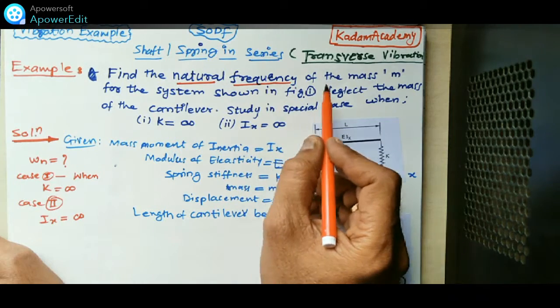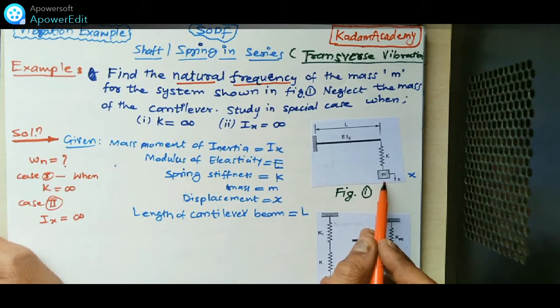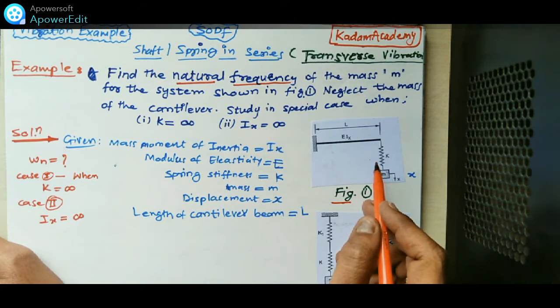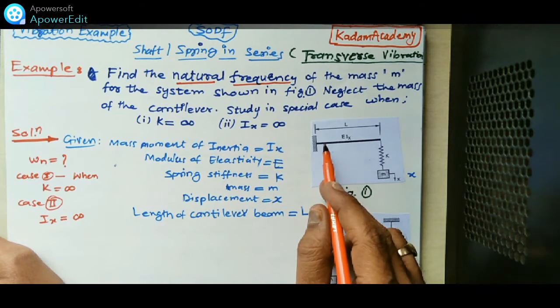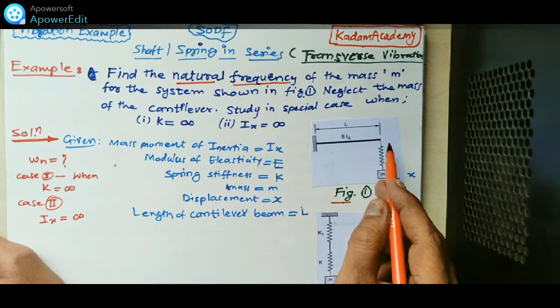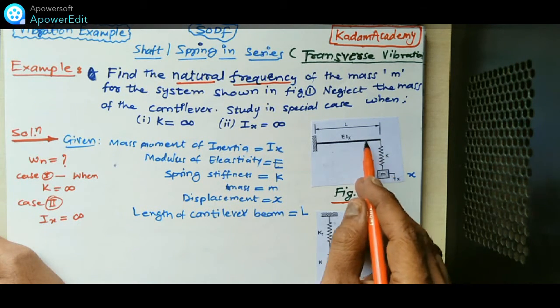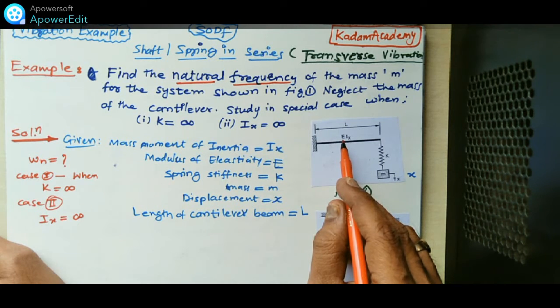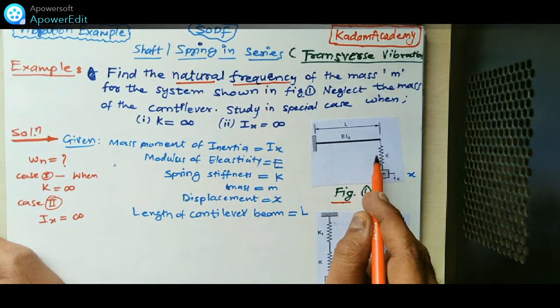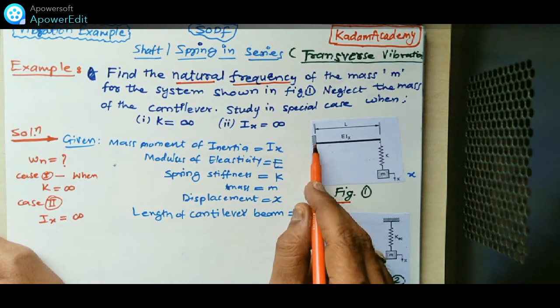Find the natural frequency of the mass. Here this mass is there. For the system shown in figure 1, neglect the mass of the cantilever. This is the cantilever beam, shown as a dark line, because it is a beam with some cross-sectional area, and its material has modulus of elasticity E, and its moment of inertia Ix is given, with length L. Here this is the free end and this is the fixed end.